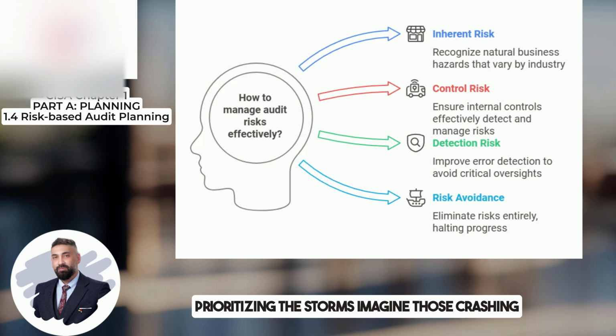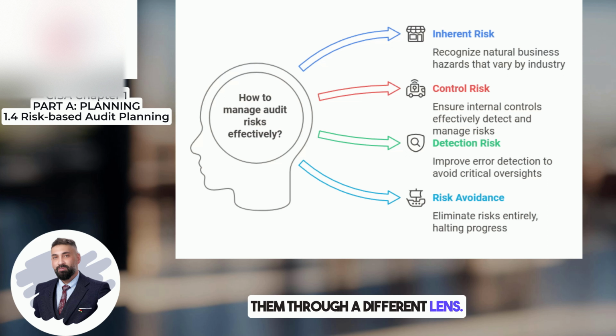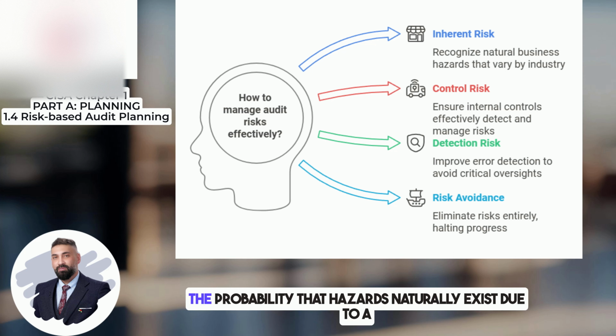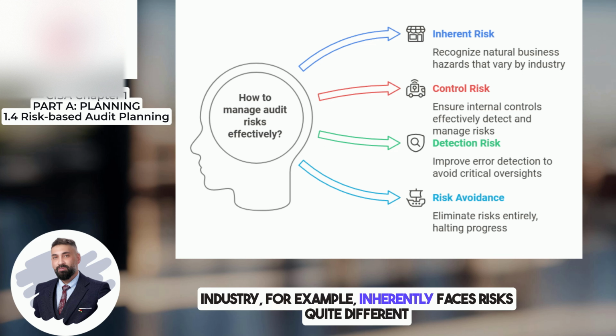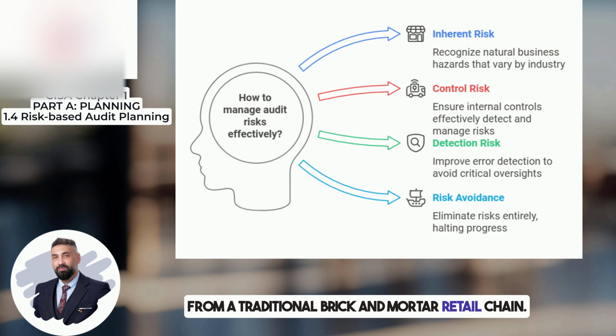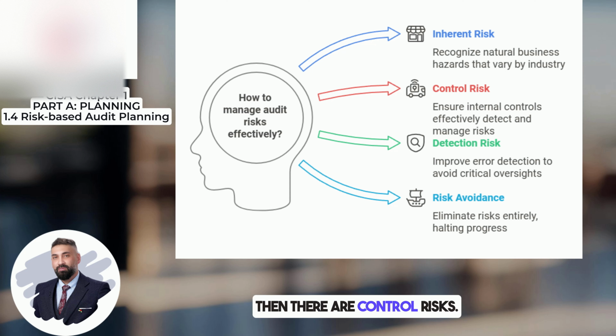Prioritizing the storms. Imagine those crashing waves again, but this time picture them through a different lens. Each represents a type of audit risk. There are inherent risks, the probability that hazards naturally exist due to a business's nature or the environment it sails in. A fast-paced tech startup in the cloud industry, for example, inherently faces risks quite different from a traditional brick-and-mortar retail chain. Then there are control risks.